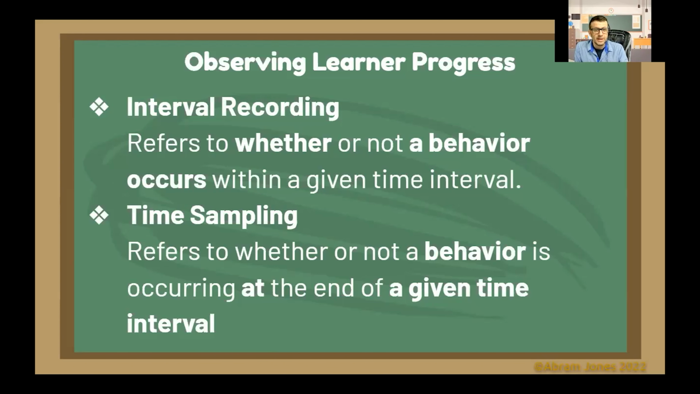Between 1 o'clock and 2 o'clock, he looked at the clock 6 times, right? Those are different intervals. Time sampling refers to whether or not a behavior is occurring at the end of a given time interval. At 1:30, he was not looking at the clock. By 1:35, he was looking at the clock.